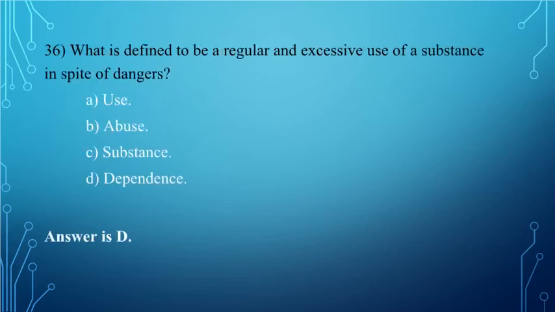36. What is defined to be a regular and excessive use of a substance in spite of dangers? A. Use. B. Abuse. C. Substance. D. Dependence. Answer is D.